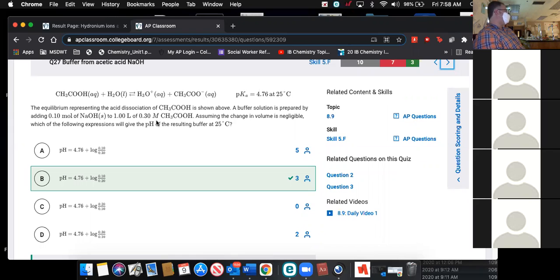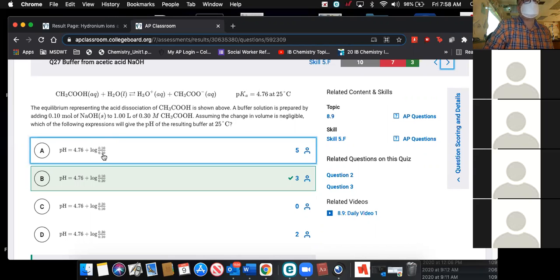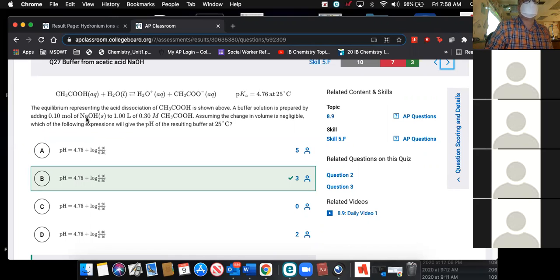What's going to happen to 0.3? It's going to become 0.2 because 0.1 mole is going to react with it, canceling it out. So that means we have 0.2 of the acid and 0.1 of the conjugate base. So that's the math right there. Yeah, that's the key. If you answered this and it looks like the majority did, you forgot that this is going to react with this and take away 0.1 of this.